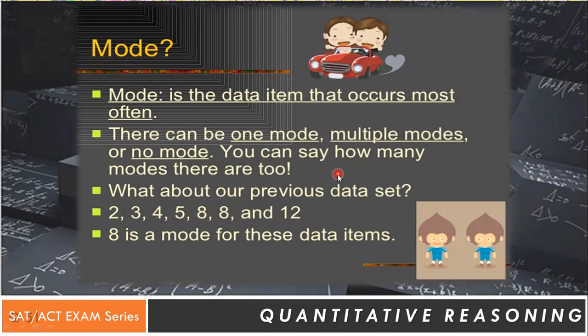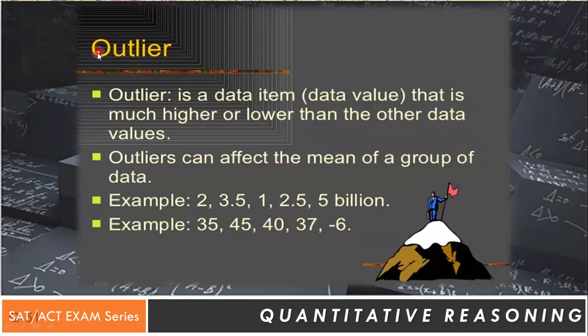Now, what is an outlier? An outlier is data that is much higher or lower than the other data values. Outliers can affect the mean of a group of data. Example: 35, 45, 40, 37, and -6. The -6 gives an exaggerated sense of the digits. So this was all about the basic things that you will have to recall.